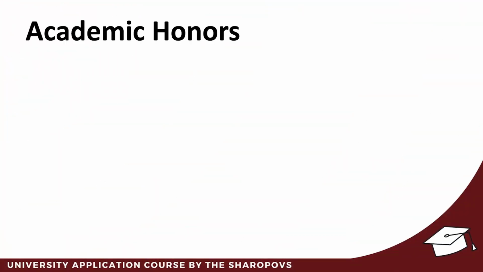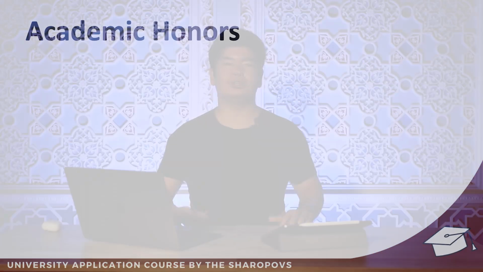Next, let's talk about academic honors. These are certain types of achievements that you've earned from academic purposes. For example, in Uzbekistan, we have something called Fakhri Yorlik. Maybe you could include your Fakhri Yorlik inside the academic honors. Personally, I would not recommend it because everybody receives Fakhri Yorlik.